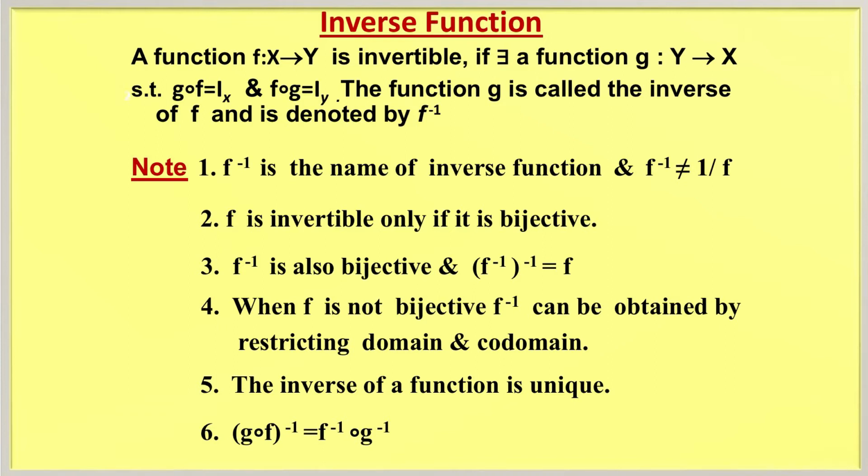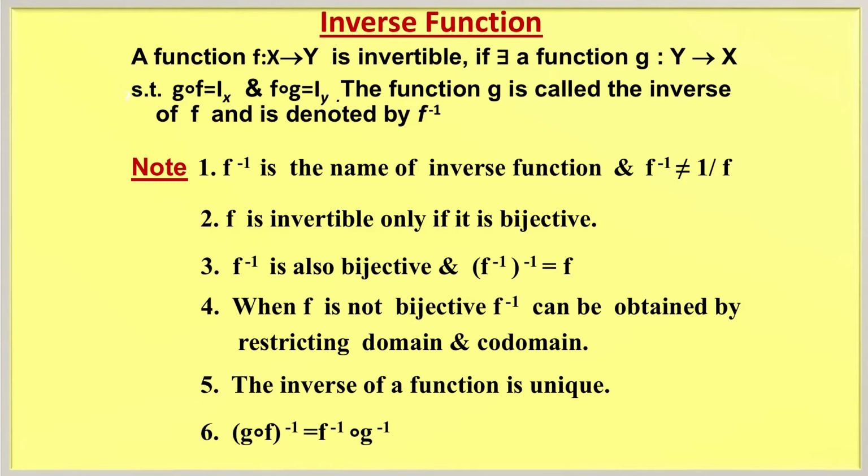And you see the notes. First, f inverse is the name of the inverse function, and f inverse is not equal to 1 by f. It is not a number, it is a function; it is the notation of the function f inverse. Second, f is invertible only if it is bijective. Inverse of a bijective function exists. Third, f inverse is also bijective, that is g. Here, if f inverse is equal to g, g is also bijective and the inverse of the inverse function is equal to f, because g inverse is equal to f.